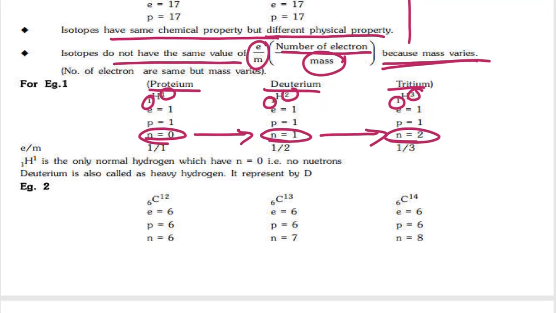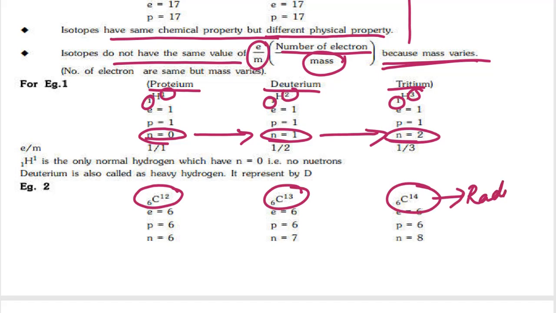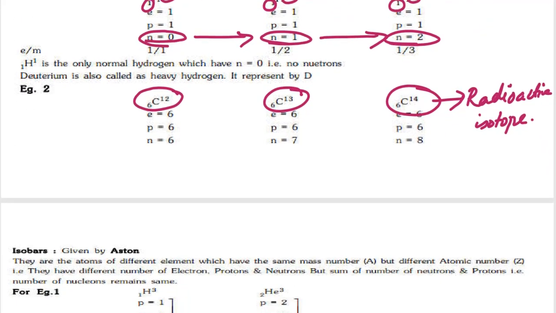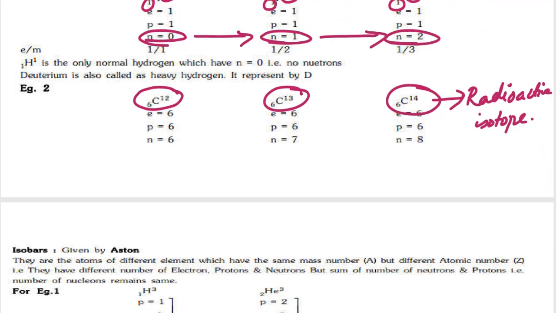There is another set of isotopes for carbon, 6C12, 6C13, 6C14, and among these three this one is called a radioactive isotope. A radioactive isotope is an isotope which is very unstable in nature, and when put freely it releases rays in the atmosphere like alpha, beta and gamma rays.